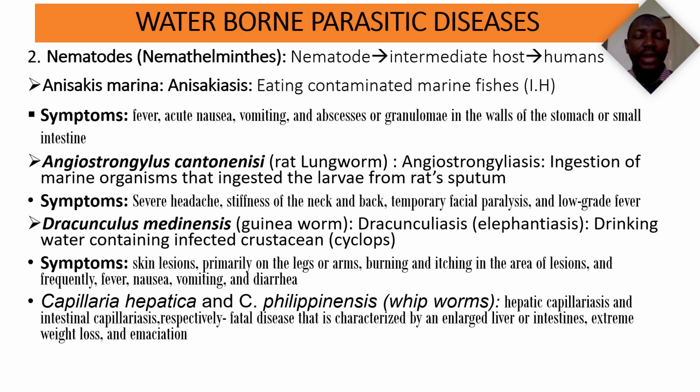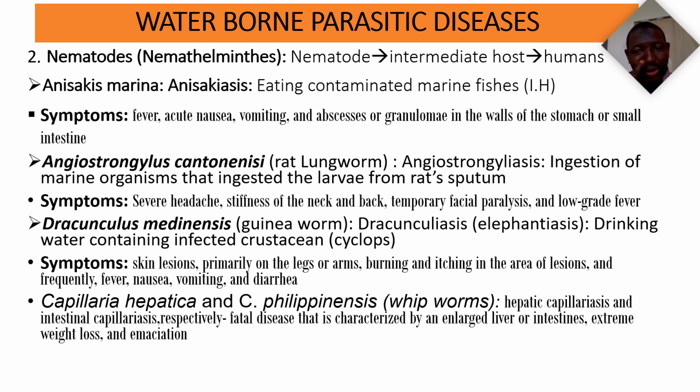These Capillaria species are generally called the whipworms, and they are generally parasites that cause liver diseases. They cause a disease which is known as hepatic capillariasis. The other one, Capillaria philippinensis, causes intestinal capillariasis. So they generally cause capillariasis, which is inflammation and destruction of the cells of the liver or the intestine.